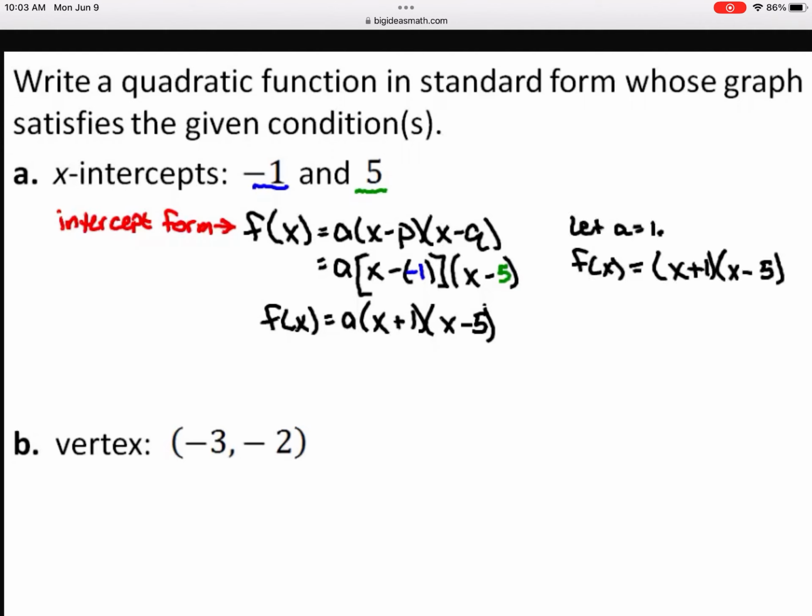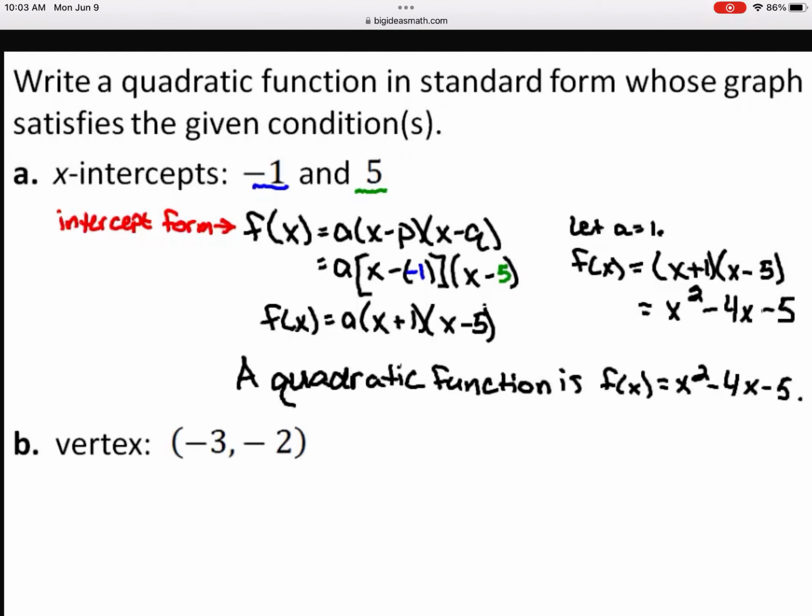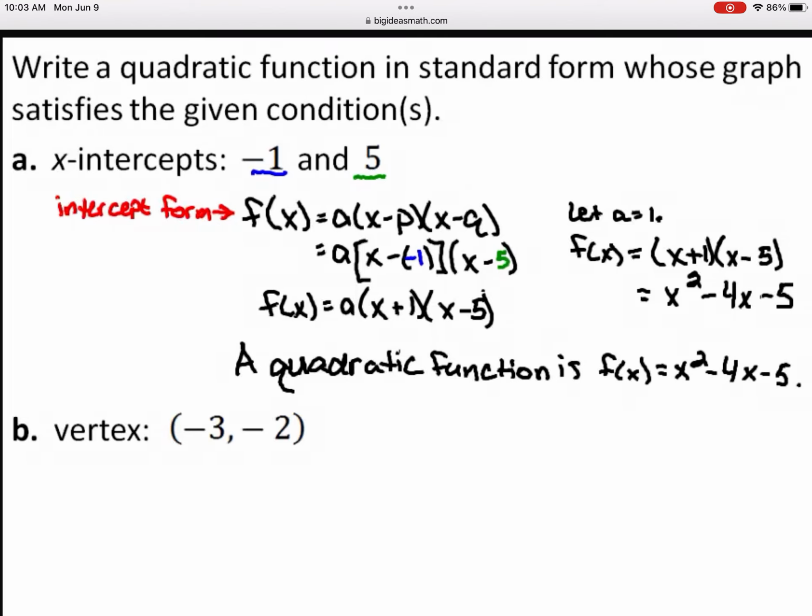So you have f of x equals the quantity x plus 1 times the quantity x minus 5. The quantity x plus 1 times the quantity x minus 5 is x squared minus 4x minus 5. So a quadratic function is f of x equals x squared minus 4x minus 5.